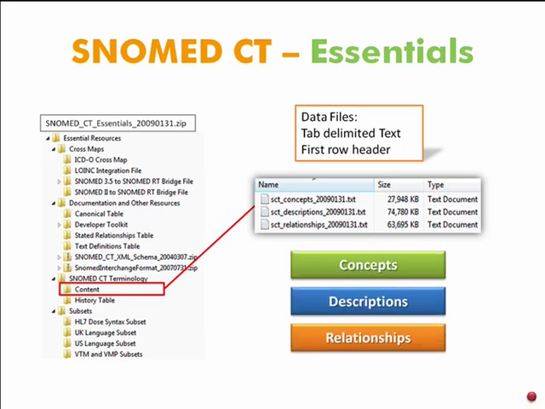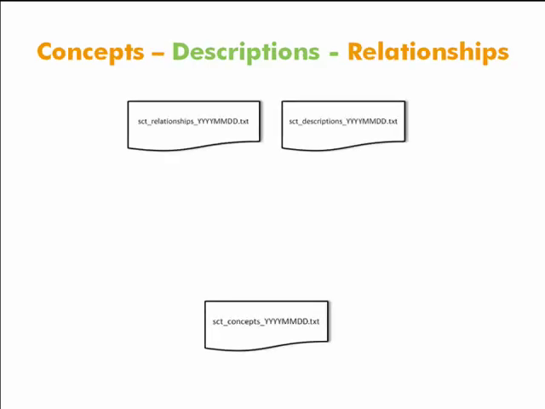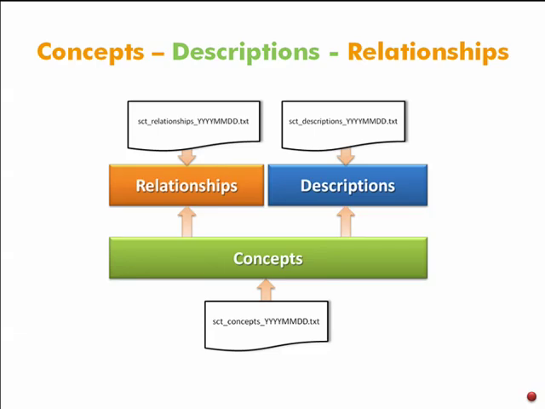What they are are the concepts, the descriptions, and the relationships in the SNOMED CT terminology. So we're looking at the concept, description, and relationship files. Basically, the files are text files. They have a year, month, and day associated with them. And like I said earlier, they have relationships, descriptions, and concepts. The concepts file is really a file that is referenced by the relationship file and the descriptions file.